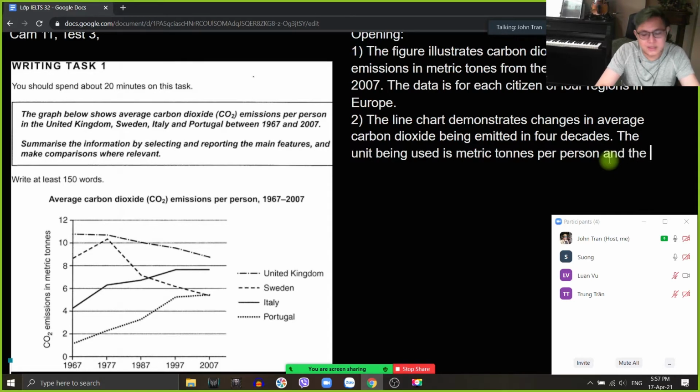And và cái khu vực được khảo sát, and the region being how can I say analyzed, the region that they do the questionnaire or analysis, it's United Kingdom, Sweden, Italy and Portugal. Khu vực được khảo sát, how do you say that word? How do you say that?